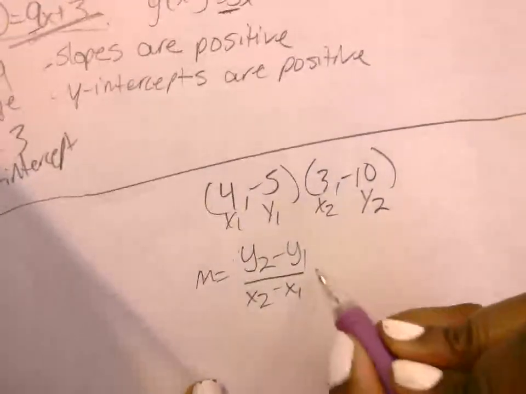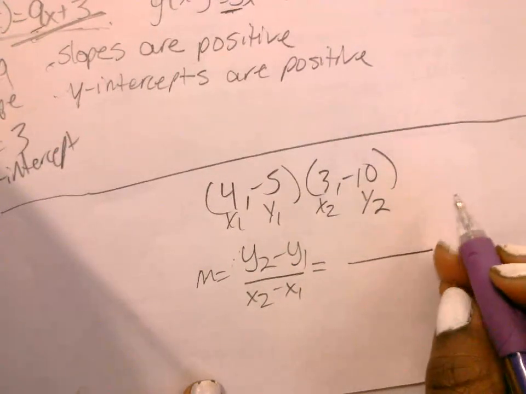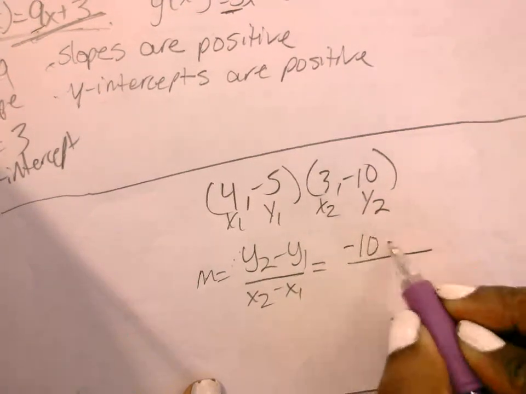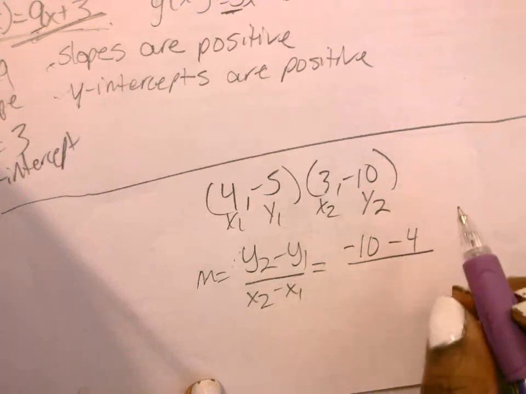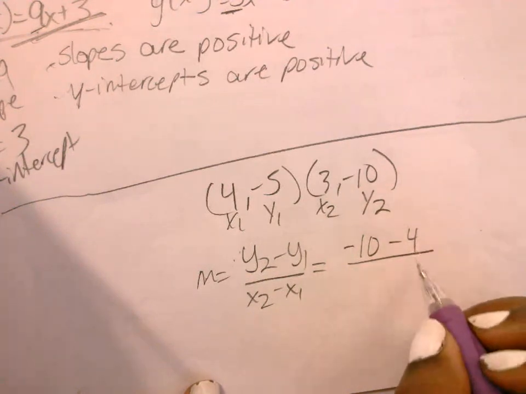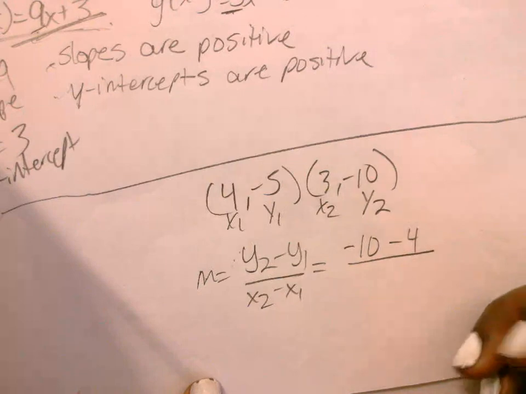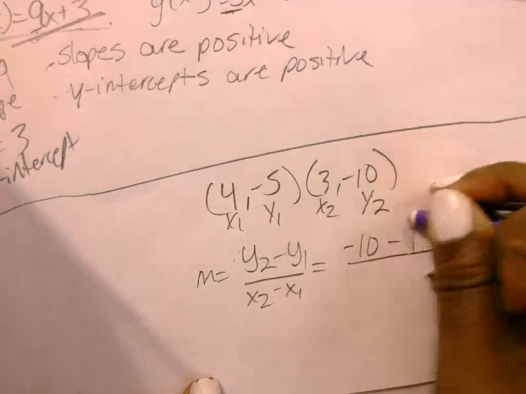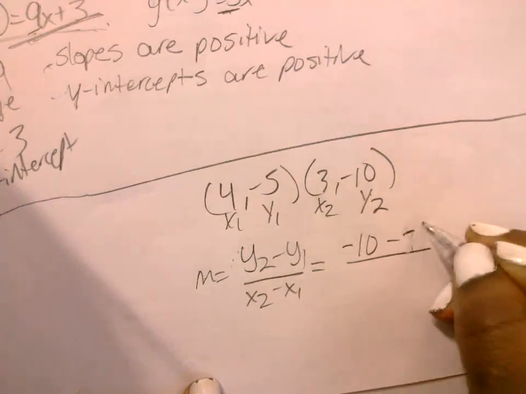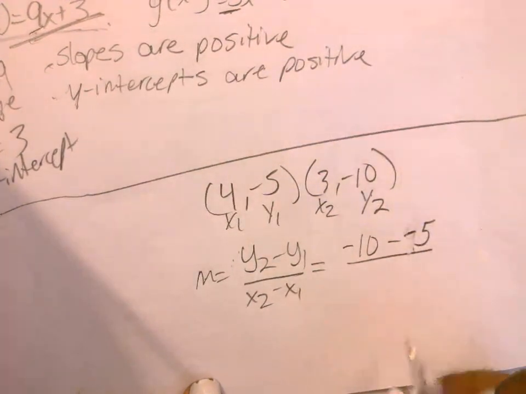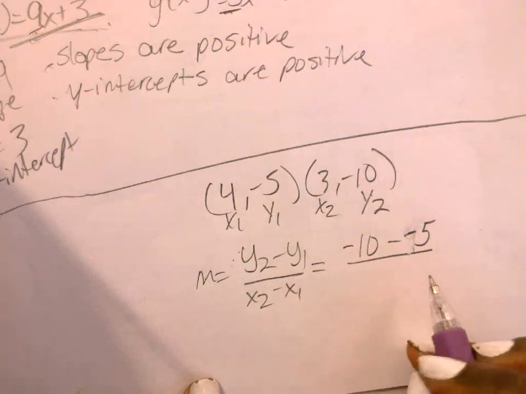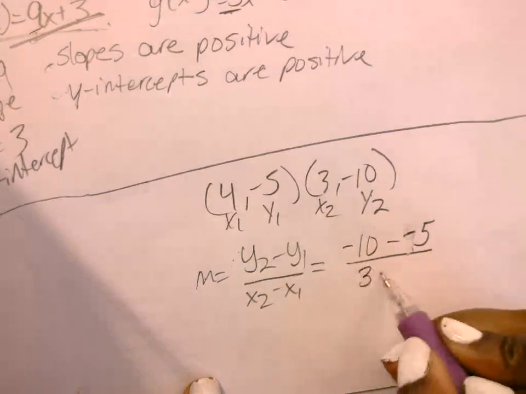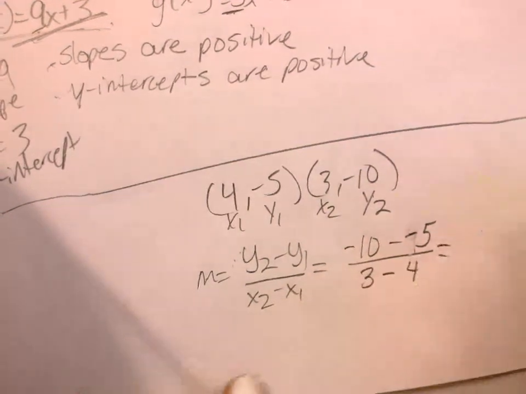So what numbers are we going to put on the top? What minus what? Negative 10 minus 4. Very good. What are we going to put on the bottom? It's negative 10 minus negative 5. Oh, what did you say now? Negative 10 minus negative 5. That's right, baby. Sorry, that was my fault. All right, and so what are we going to put on the bottom? 3 minus 4. Very good, sweetie.